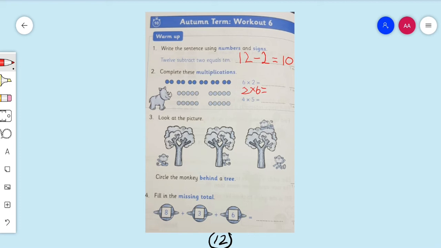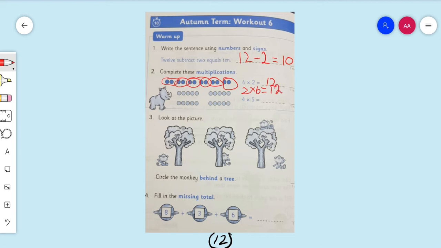So there's a picture here to help us. So there are 6 groups, 1, 2, 3, 4, 5, 6. And in each group there are 2 dots. So which means 2 plus 2 plus 2 plus 2 plus 2 plus 2, which is 12. So 6 times 2 is 12. And then it's the same. 2 times 6 is the same, so that is also 12.